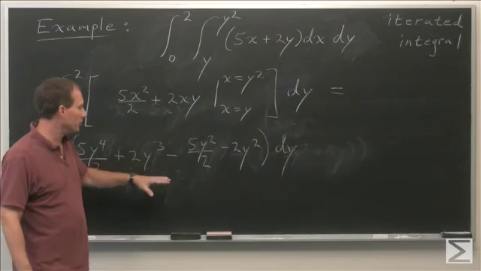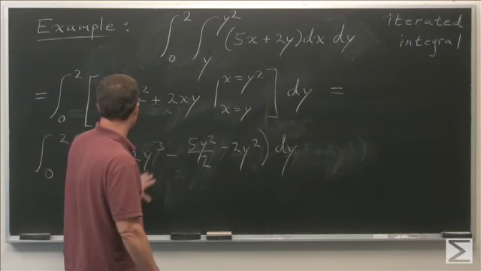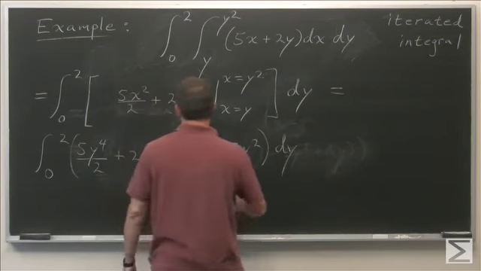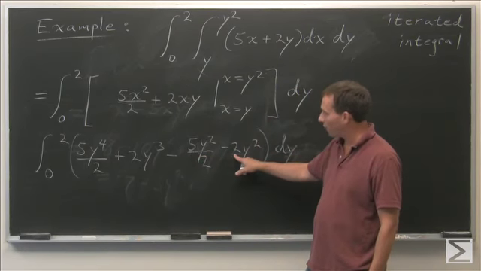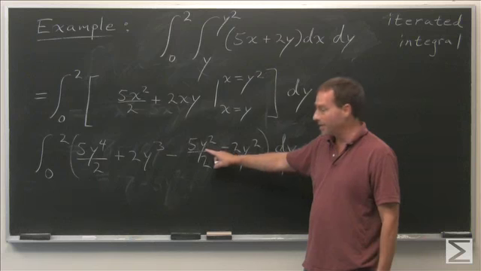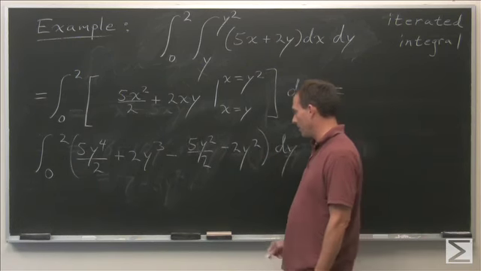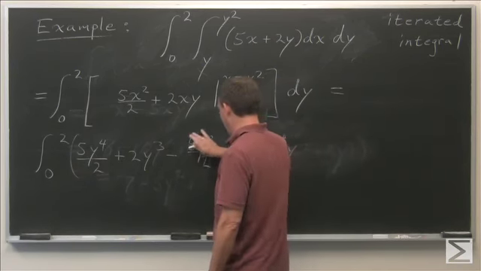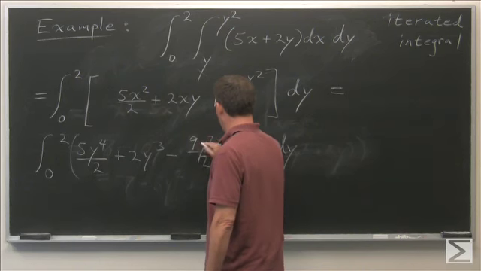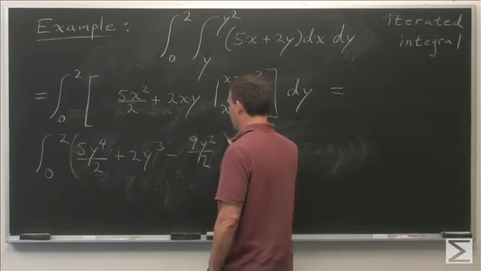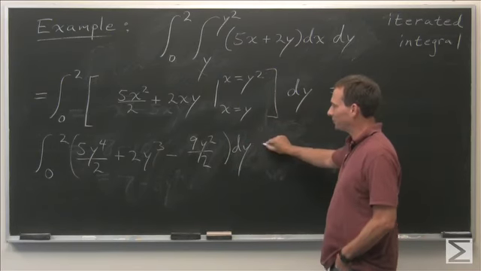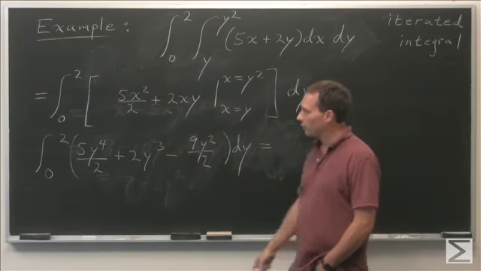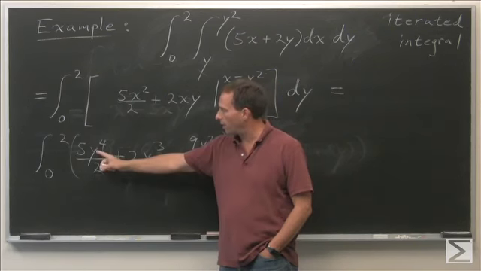If you want, you can combine these last 2 terms. Now this is a minus 5 halves. That's a minus 4 halves, so it's minus 9 halves y squared. So you could simplify that before you do the integral. Not like that's a big time saver, but you can do it. And then you integrate with respect to y.